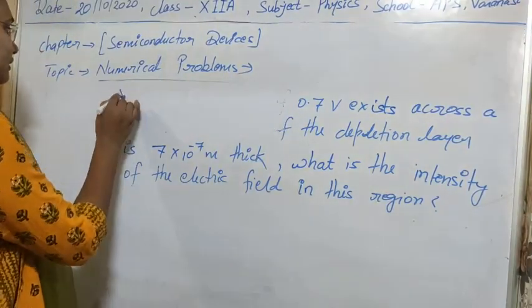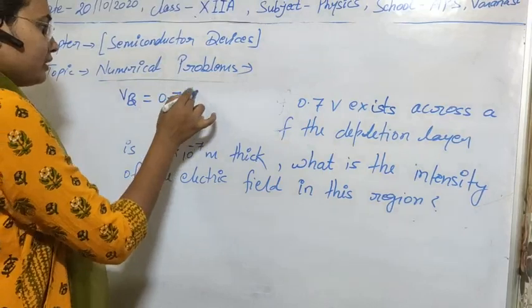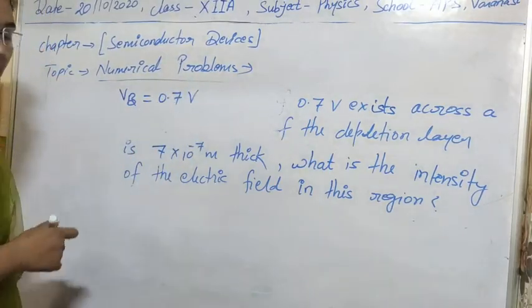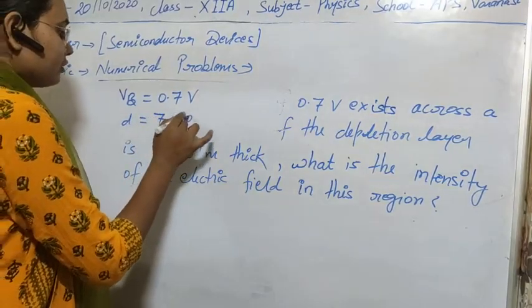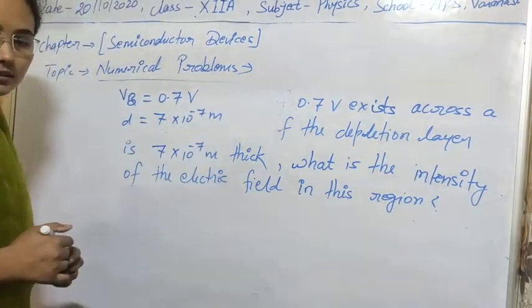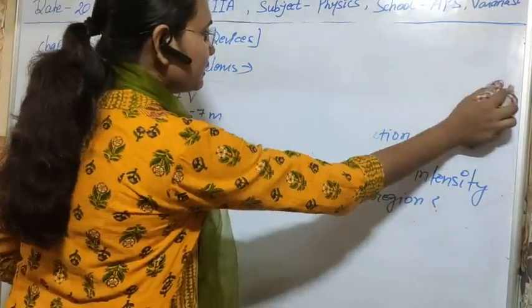So first let us write what we have. We have the barrier potential, that is 0.7 volt, and the depletion region width, suppose it is D, that is 7 into 10 power minus 7 meter. Clear? Then we have to find out what will be the intensity in that region.